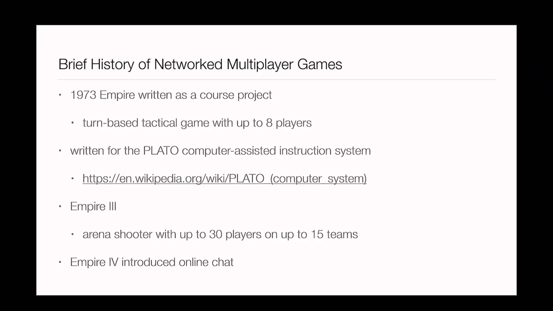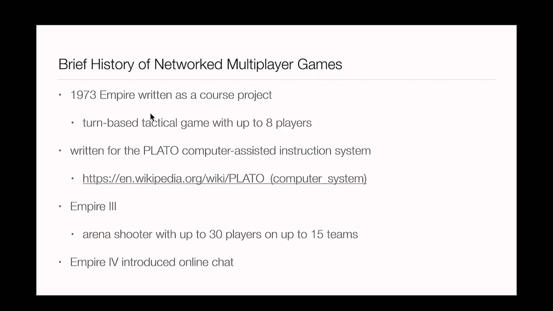All right, I would be remiss if I didn't have a brief history of networked multiplayer games, so you can see the evolution of networked games. Probably the first, though people debate whether this was actually the first networked multiplayer game, was written in 1973. The game was called Empire, and this was written by a student in a course, at the University of Idaho, I think.